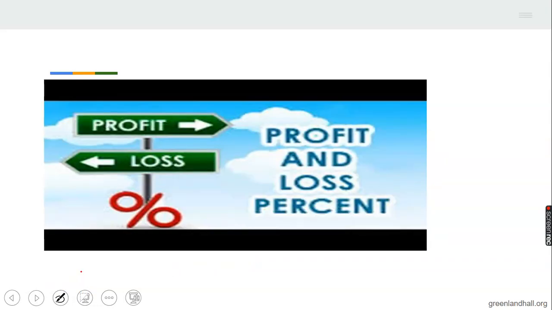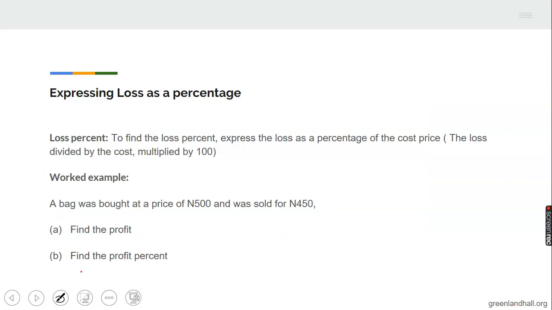What do we have here? I said profit and loss percent. That's the picture we have here. Let's now go to expressing loss as a percentage. Let's see how we calculate our loss. To find the loss, it's exactly the way we did our profit percent. You know, the profit percent, use the profit over cost price times 100 over 1. Your answer will come up in percentage.